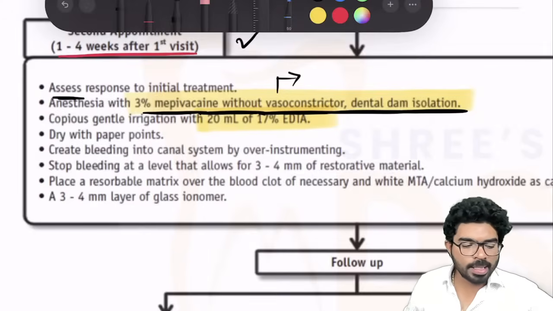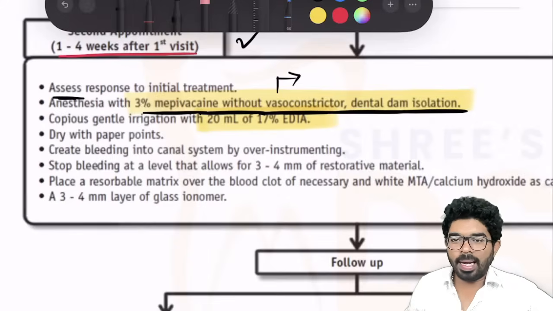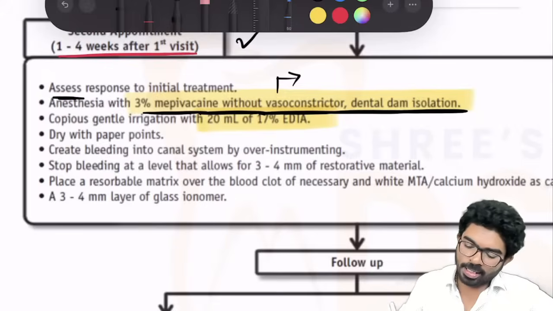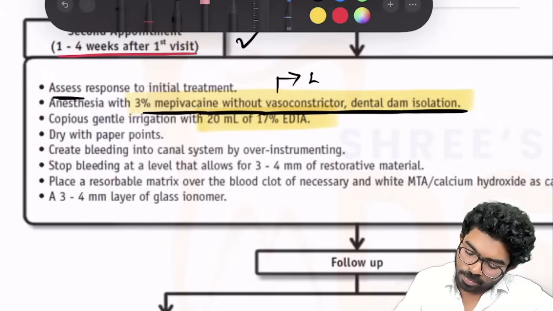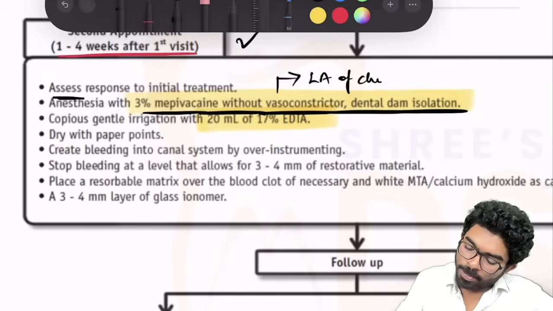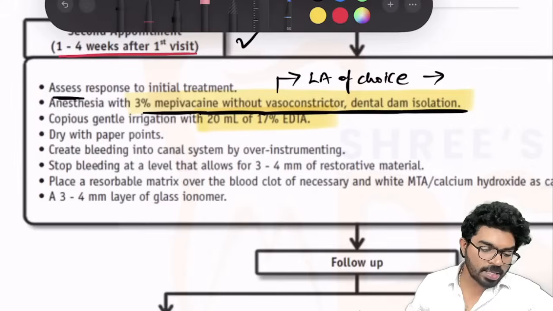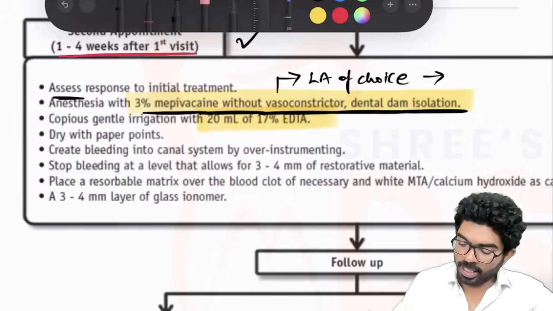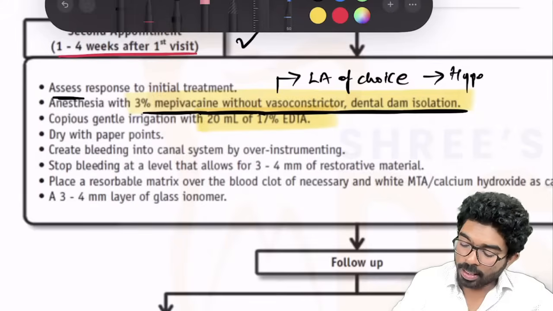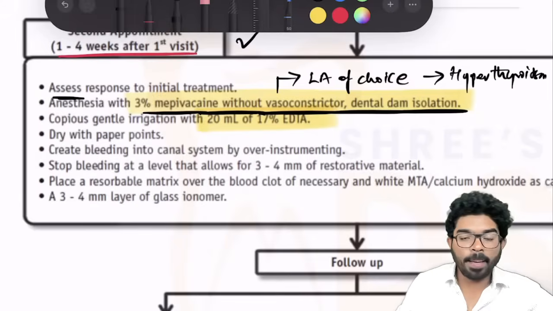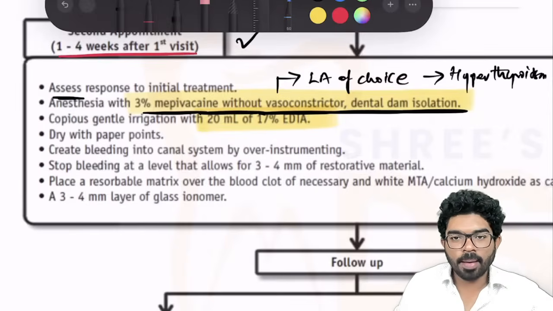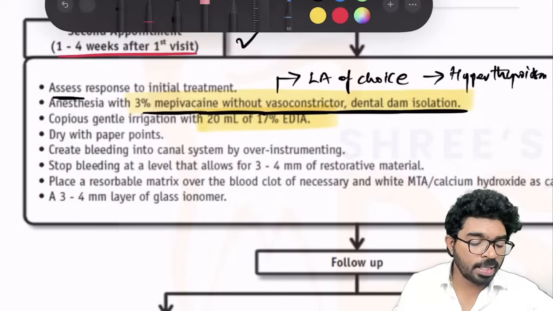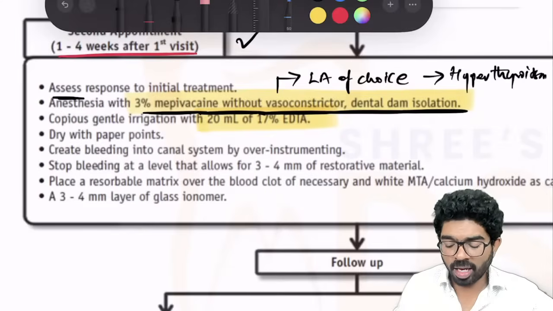Can you tell me a systemic condition where 3% mepivacaine without vasoconstrictor is the LA of choice? Yes, Nabia, right? The answer is hyperthyroidism. Hyperthyroidism. Okay, the local anesthesia of choice in the case of a hyperthyroidism patient is 3% mepivacaine without vasoconstrictor.